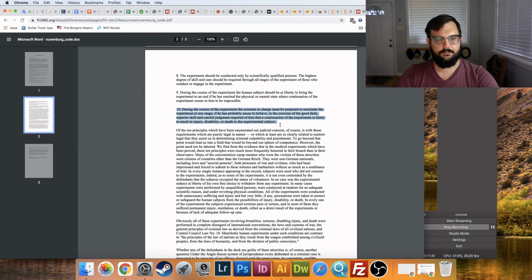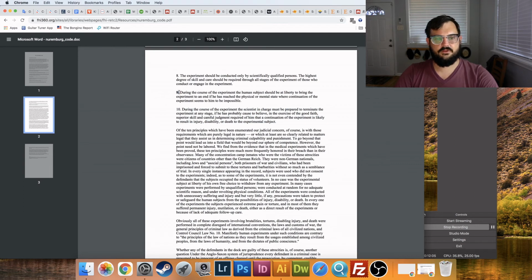Point number 10. During the course of the experiment, the scientist in charge must be prepared to terminate the experiment at any stage if he has probable cause to believe, in the exercise of the good faith, superior skill, and careful judgment required of him, that a continuation of the experiment is likely to result in injury, disability, or death to the experimental subject. So 2 criteria for ending the experiment.